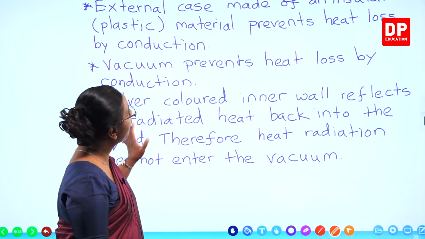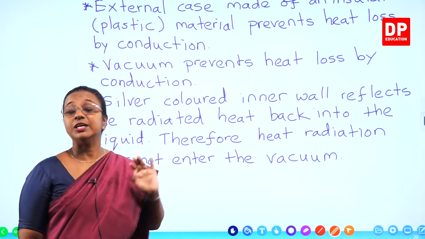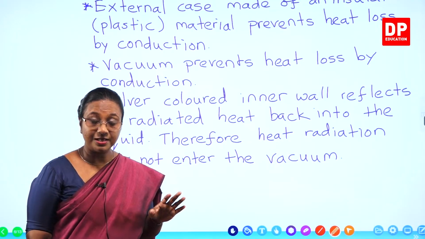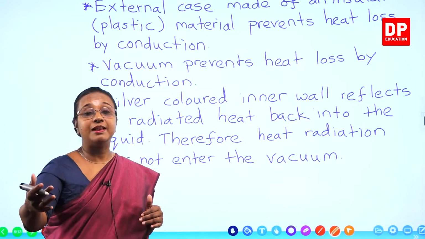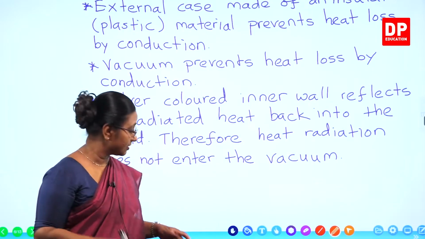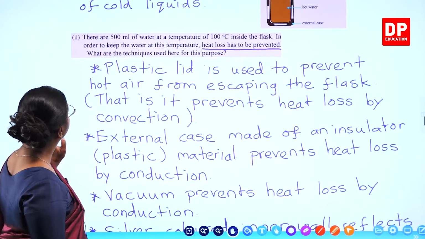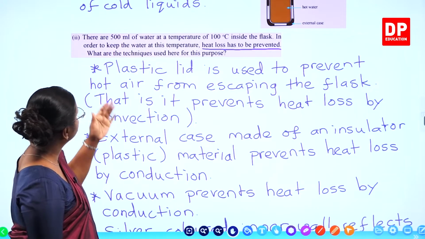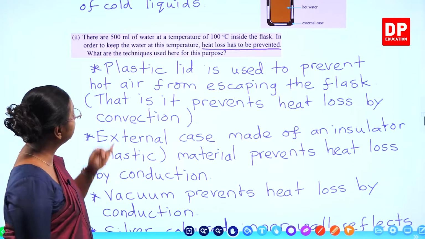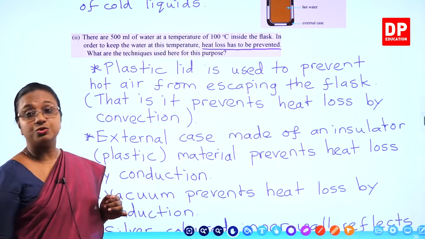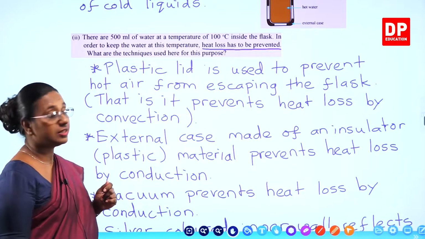So, using all these techniques, heat loss from the liquid to the environment is prevented. The same way, heat will not be absorbed from the environment into the flask. So, if we go through the answers again, there are 500 milliliters of water at 100 degrees Celsius. So, we need to prevent heat loss to the environment. What are the techniques used here for this purpose?